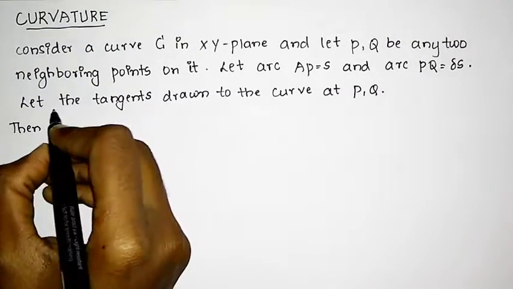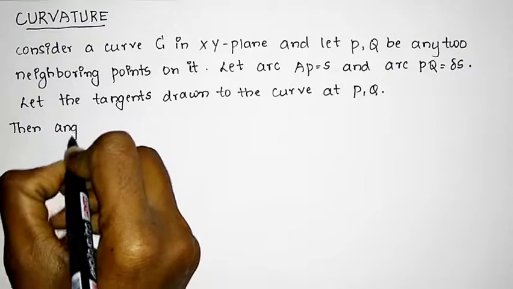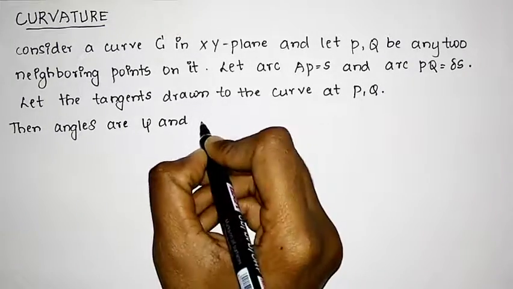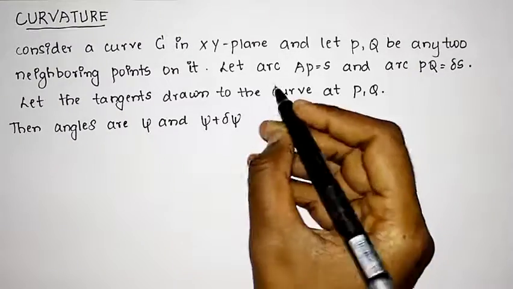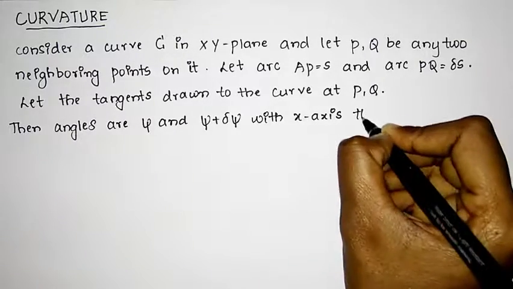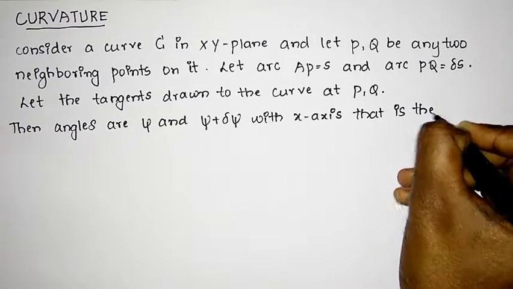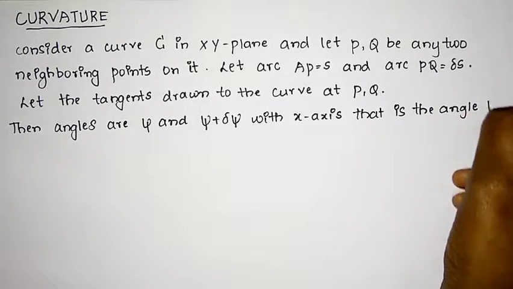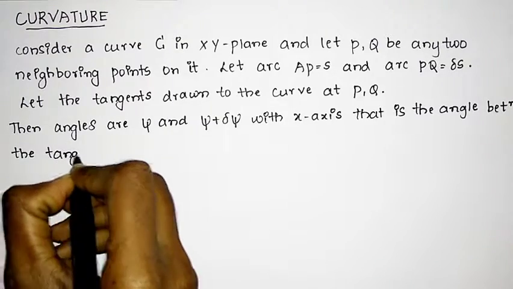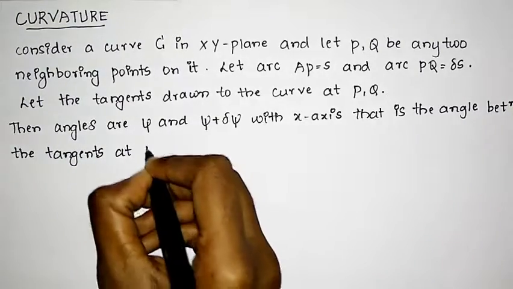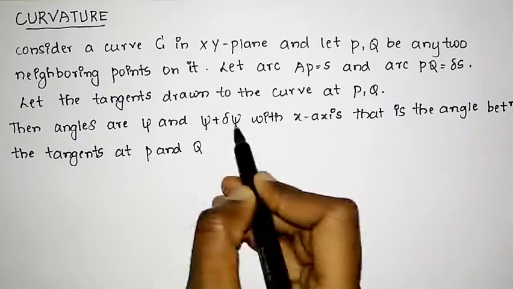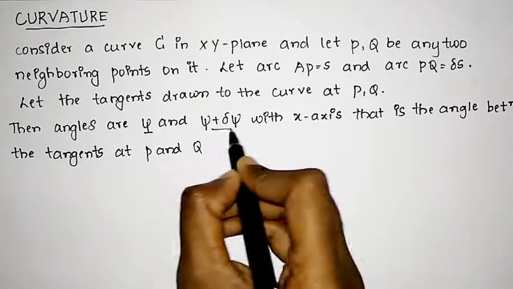Therefore, the angles with the x-axis are phi and phi plus delta phi, that is, the angles of the tangents at P and Q. Because we are drawing the tangents at points P and Q, the angles made at P and Q are phi and phi plus delta phi.